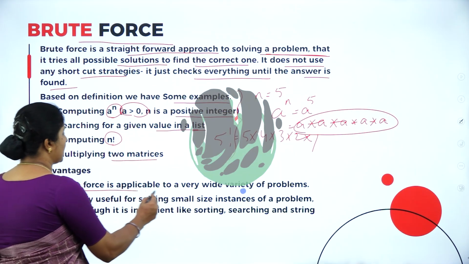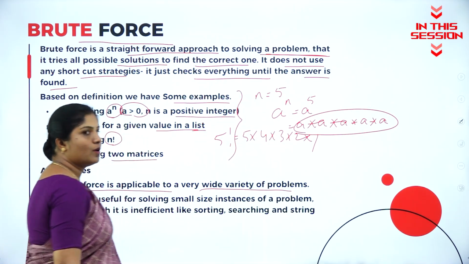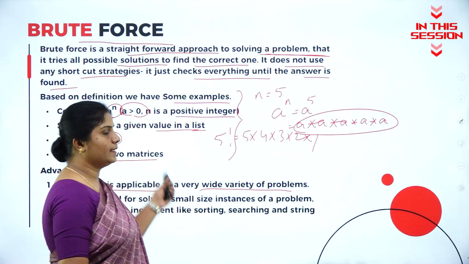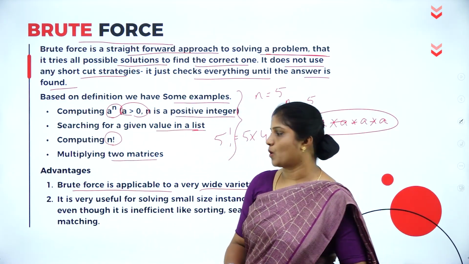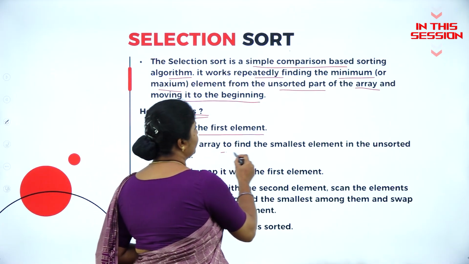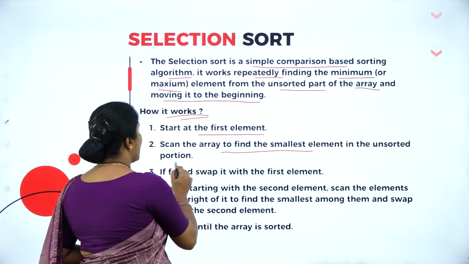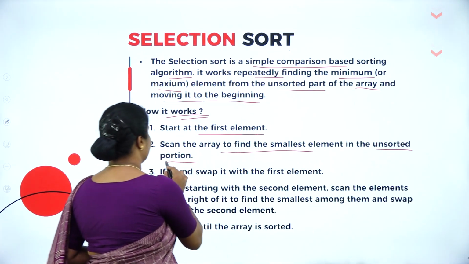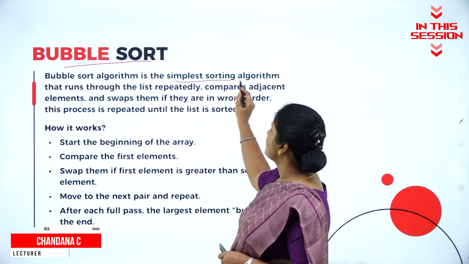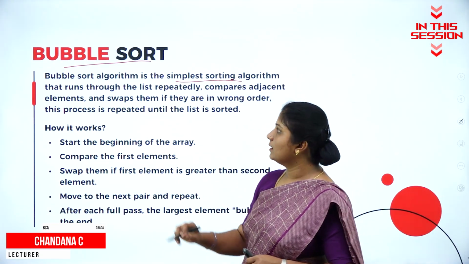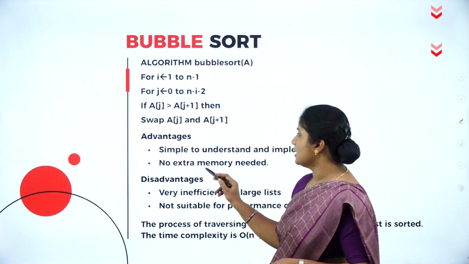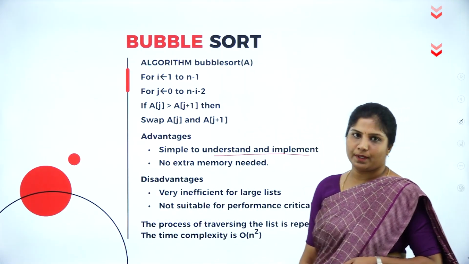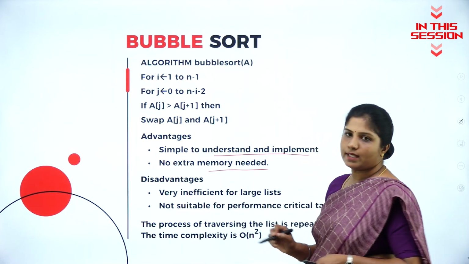So brute force is applicable to a wide variety of problems. So as I said, example problems. So we can apply it for the wide variety of problems. Then scan the array to find the smallest element in the unsorted portion. Bubble sort algorithm is the simplest sorting algorithm that runs through the list repeatedly. So what are the advantages? It is simple to understand and implement. No extra memory is needed.